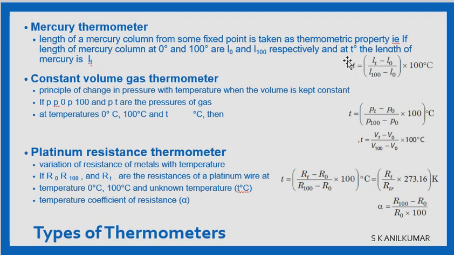What is the formula for T? What is the temperature? How much fever do you have? T equals LT minus L0 by L100 minus L0 into 100 degree centigrade. So when you have a fever, the nurse need not multiply this, the thermometer is automatically calibrated.